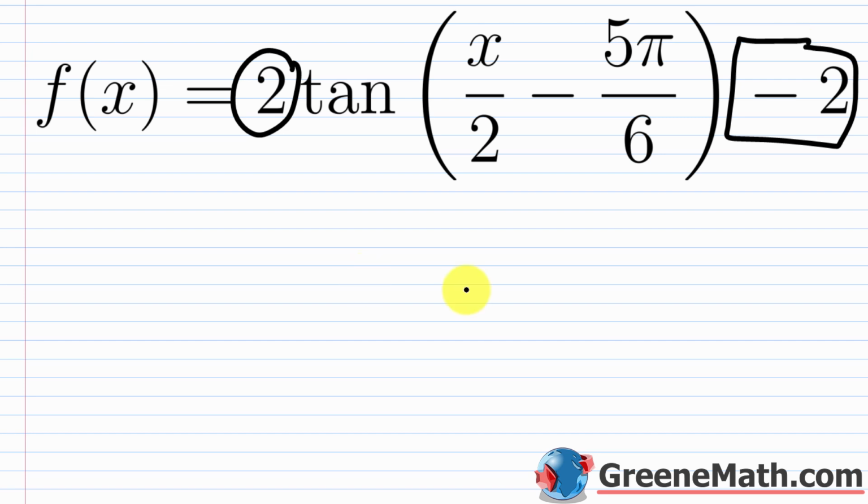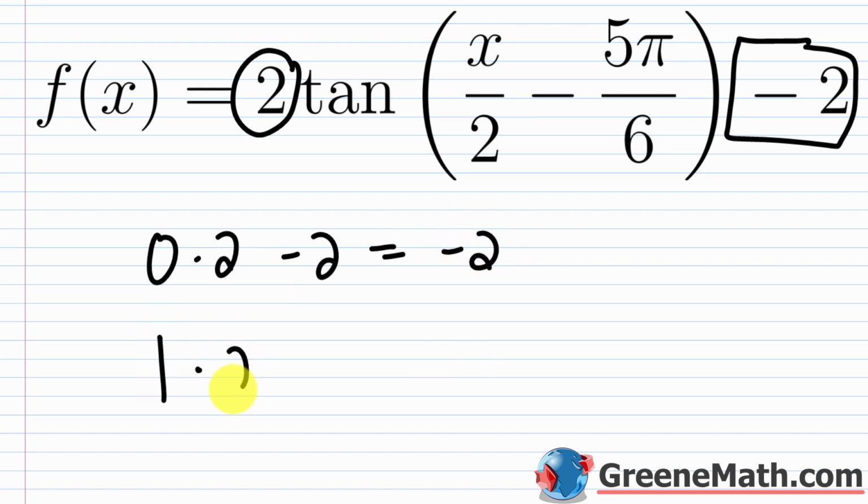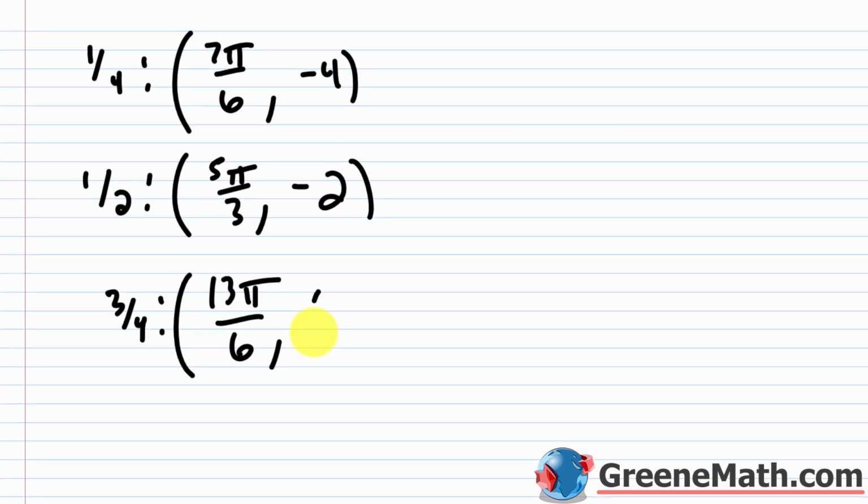If you do it for the other two y values, for the midway, you have 0. So 0 times 2 and then minus 2. 0 times anything is 0. So then basically you just have minus 2, that's -2. Then the other one was 1. So 1 times 2 minus 2. So 1 times 2 is 2. 2 minus 2 is 0. So for the midway, you can have a y value of -2. And for 3/4, you can have 0. So this is -2. And then this is 0.